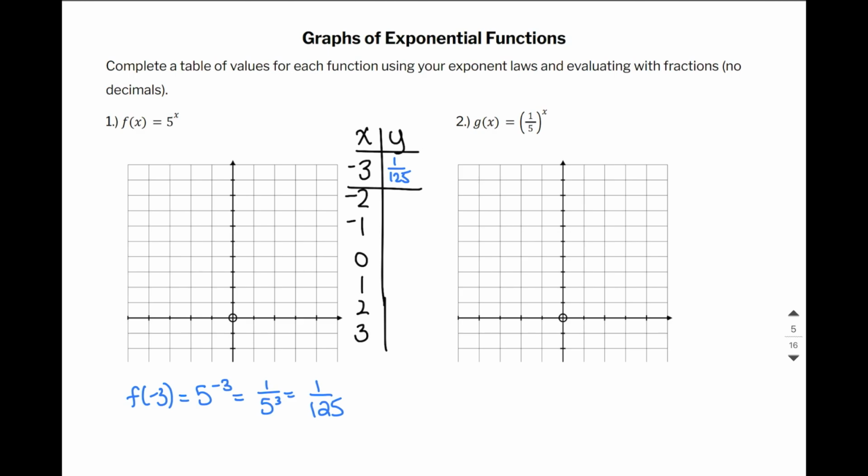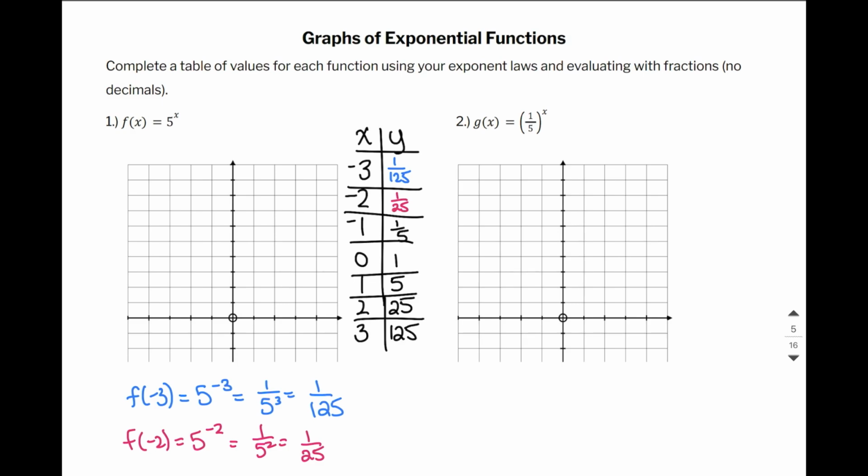Okay, so now let's do f of -2. That would be 5 to the power of -2, which is 1 over 5 squared, which is 1 over 25. So this here would be 1 over 25. What I'd like you to do next is to pause this video and complete the rest of this chart all the way up to an input of 3, and then come back and compare and make sure that you get the same answers as me.